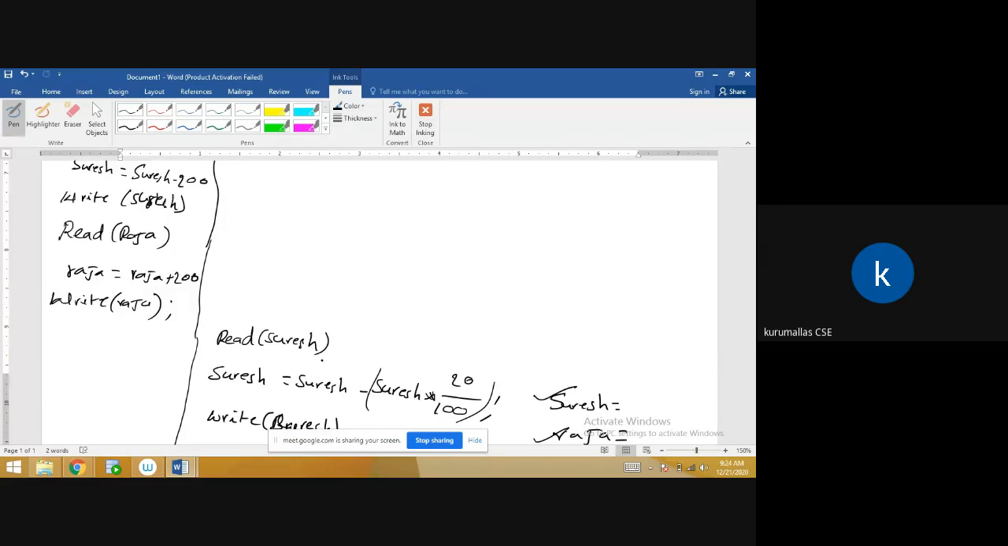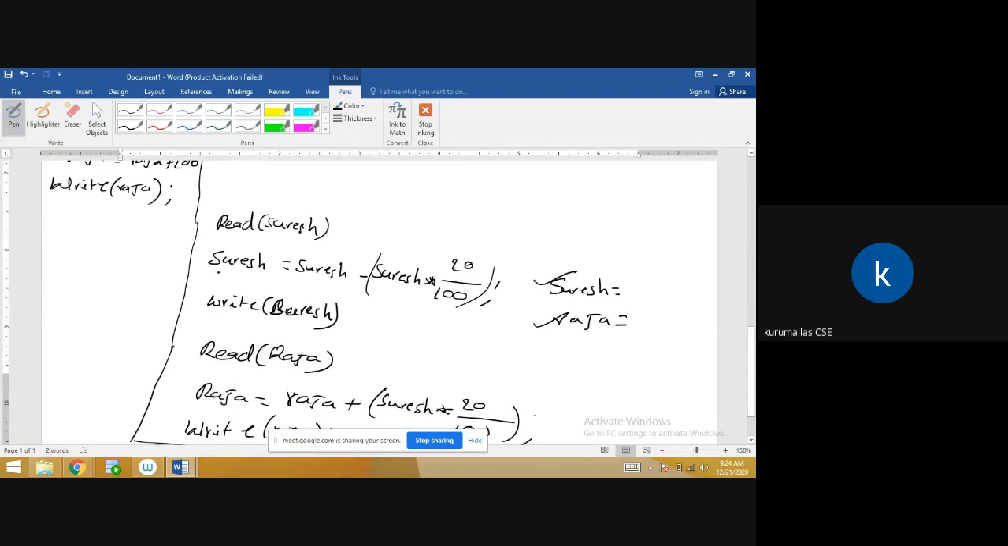Can you tell me what is the output of this transaction T2? What is the final amount of Suresh? What is the final amount of Raja? Sir, final amount of Suresh is 740, sir. 640. Yes, 640. What is the Raja amount? 1860. Very good, 1860.